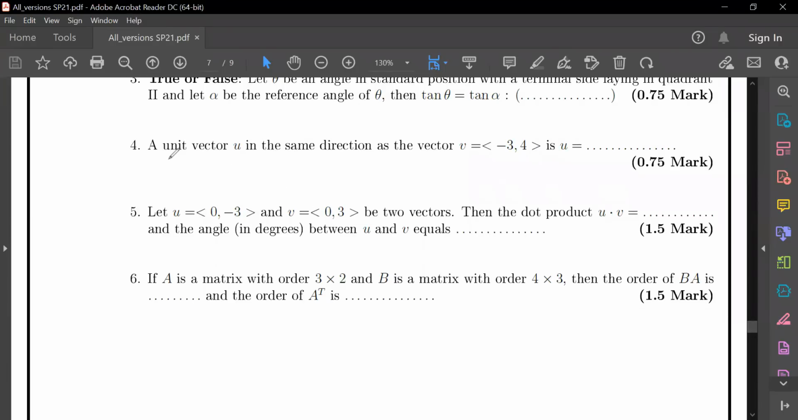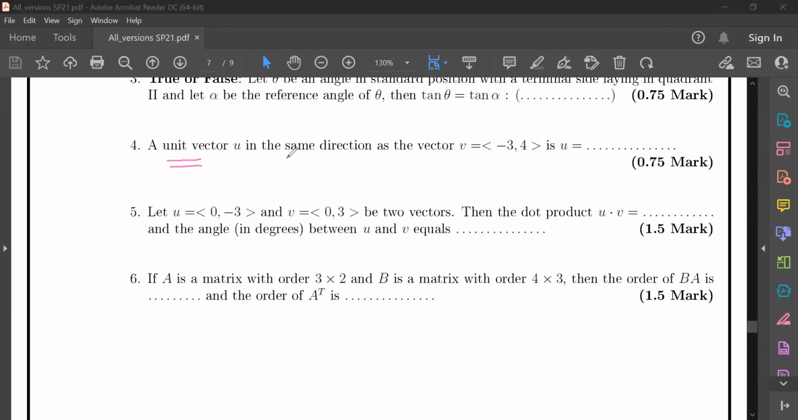Next question, unit vector. A unit vector U in the same direction as the vector V. We need to compute the magnitude of V. Square root of minus 3 squared plus 4 squared gives 5. So U will be 1 over 5 times V. We divide all components of V by its magnitude: minus 3 over 5, 4 over 5, and we are done.